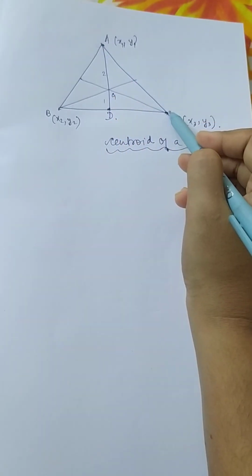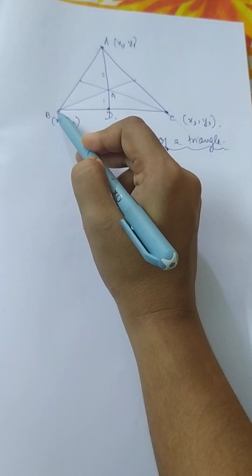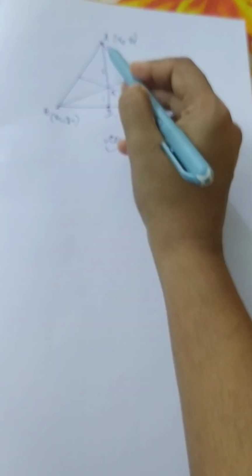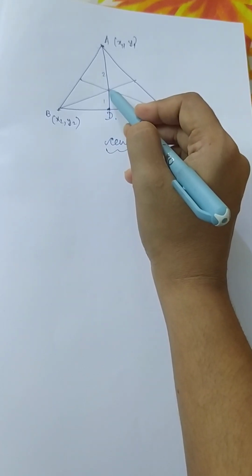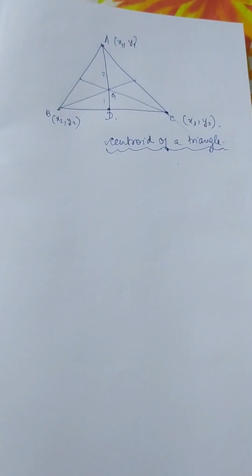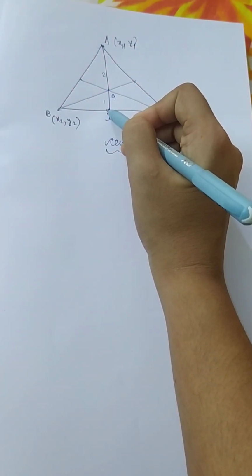Here also, from the AC line's midpoint, I am projecting a point up to the vertex B. So all these three lines will meet at a point. This point is known as the centroid. So here we have to find out the coordinates of the centroid. From geometrical knowledge, we know that these are called the medians, right? So these lines are individual medians.